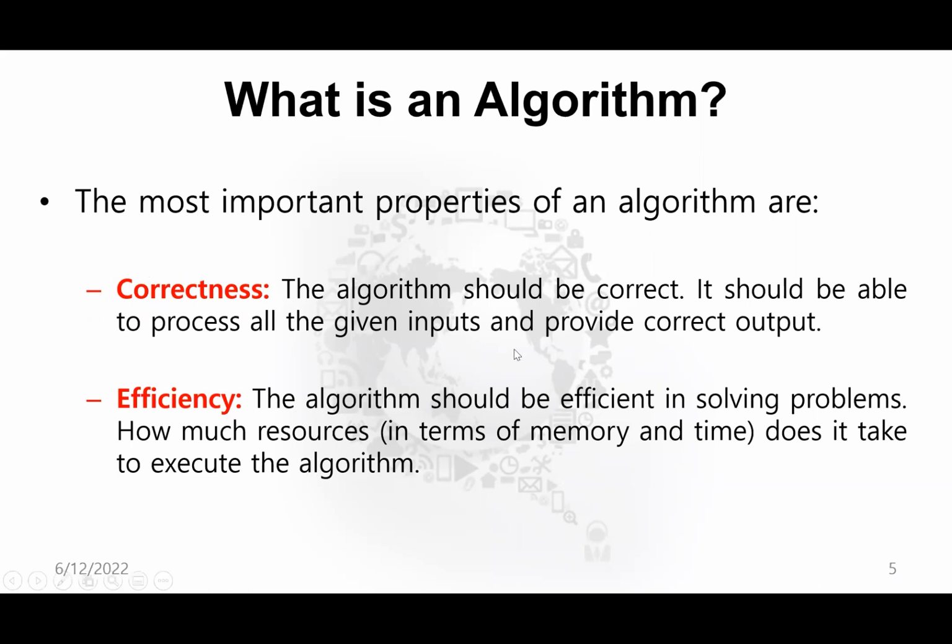The second one will be the efficiency of your algorithm. It's also very important. Okay, whereby your algorithm must be very efficient when you use it to solve the problem. For example, efficiency here we measure in terms of the memory and time it takes to execute the algorithm. We don't want to have an algorithm whereby, even though your algorithm is correct, but it is not efficient.